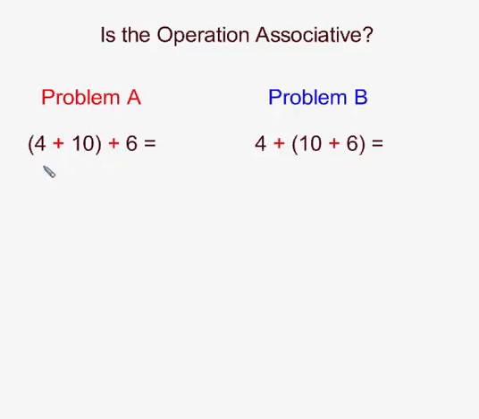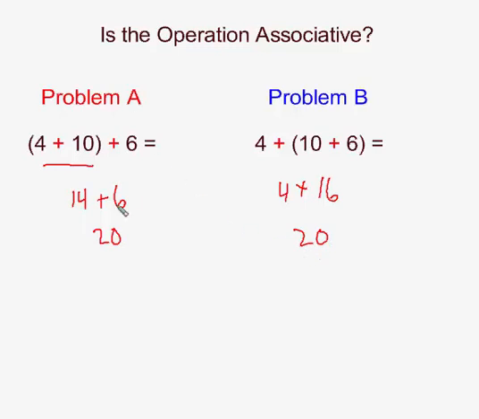I'm going to add the 4 plus the 10 first, which is 14. Copy the plus 6, and notice that 14 plus 6 is 20. In problem B, I'll do what's in the parentheses first, which means I'm doing the rightmost instance of the addition first, and that would give me 10 plus 6 is 16. Copying the 4 plus here, 4 plus 16 is 20.